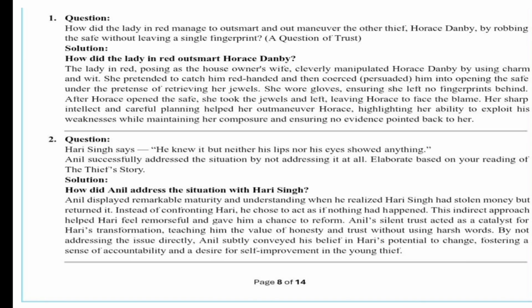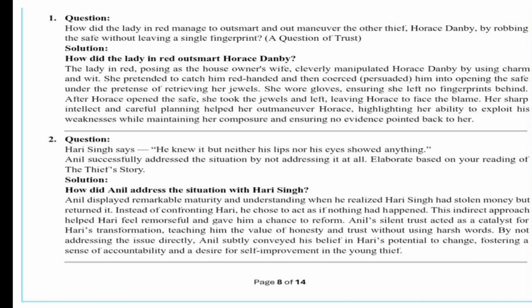Okay, and write Horace Danby's innocence, or you can say he was misled, or his gullibility leads to his downfall. Next question: Hari Singh says he knew it, neither his lips nor his eyes showed anything. Anil successfully addressed the situation by not addressing it at all. Elaborate based on your reading of the thief story.